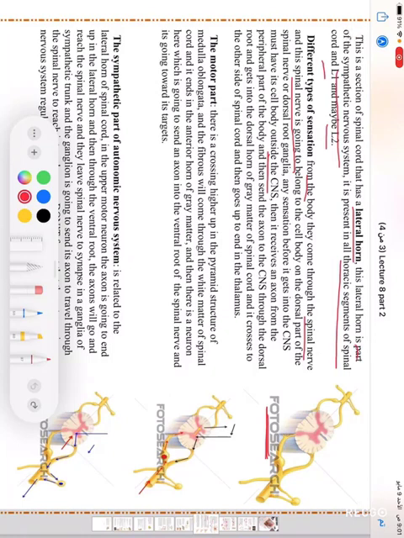one. Then it just receives an axon from the peripheral part of the body, and then sends the axon to the central nervous system through dorsal roots and gets into the dorsal horn of the gray matter of the spinal cord, and it crosses to the other side of the spinal cord, and then goes up to end in the thalamus.